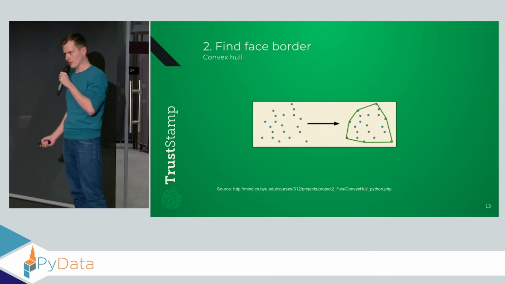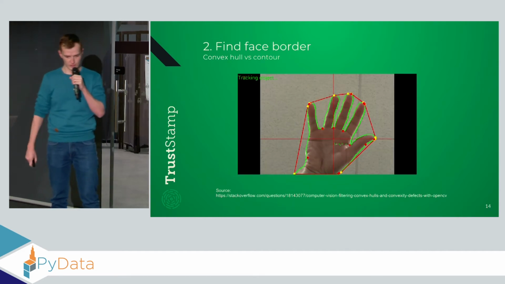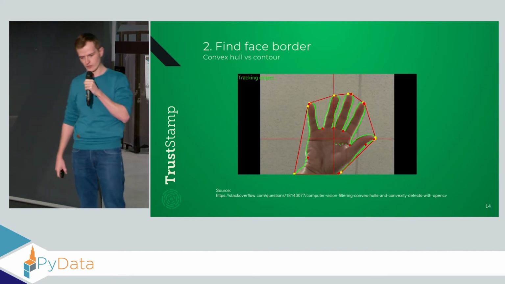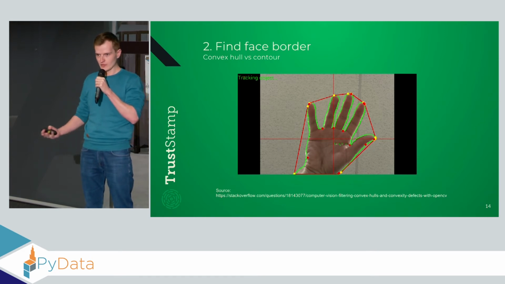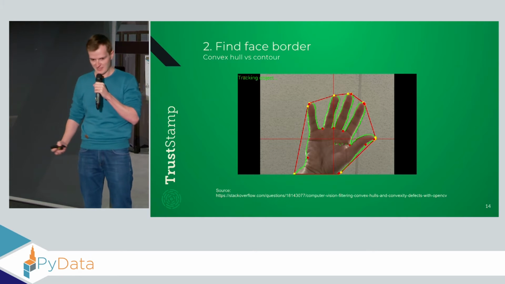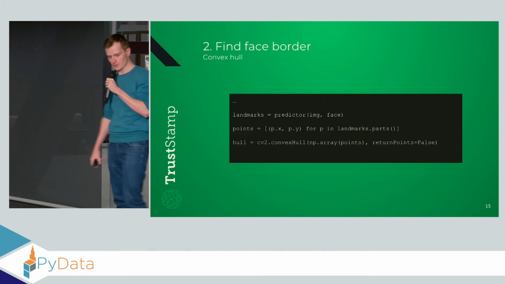And some may ask, what's the difference between convex hull and contour, and that's the difference. Green is contour and red is convex hull. So the difference is that it's convex. That's why. And it's pretty simple to implement too.